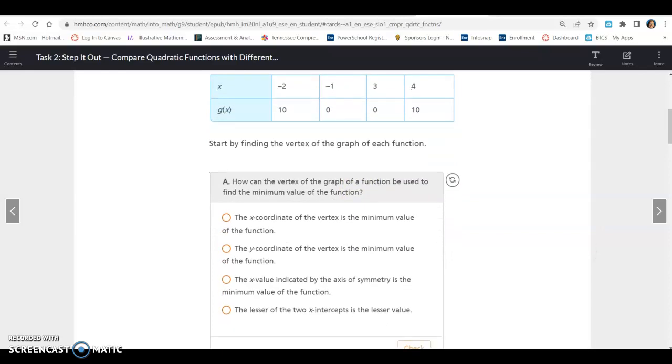All right, so how can the vertex of the graph of the function be used to find the minimum value of the function? All right, so you know the x of the vertex is your axis of symmetry. The y value is your minimum or maximum value. So it says the x coordinate, the y coordinate. So the y coordinate of the vertex is the minimum value of the function. And that's the only one that it could be.